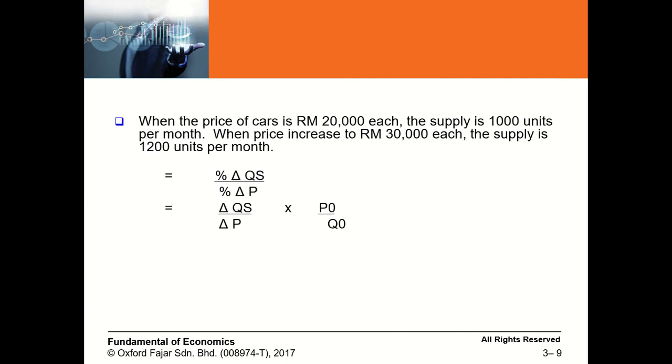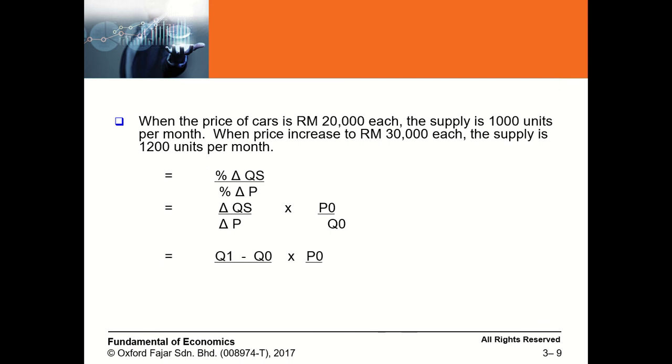Okay, for example here, when the price of a car is RM 20,000 each, the supply is 1,000 units per month. When the price increases to RM 30,000 each, the supply increases to 1,200 units per month. So basically the answer is always positive. Why? Because an increase in the price leads to an increase in the quantity. That follows the law of supply.